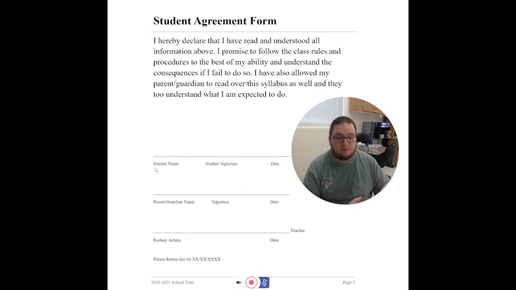But after you read this, I need you to print your name here, then sign, and date. And then I need your parent or guardian to print their name, sign, and date. And like I said before, I need this returned by 9/11/20, which is this Friday. So if you can get that to me by then, that would be perfect. If you have problems uploading the assignment, just let me know and I can help you one-on-one. But that's my syllabus, and this is what I expect out of you for the entire year.